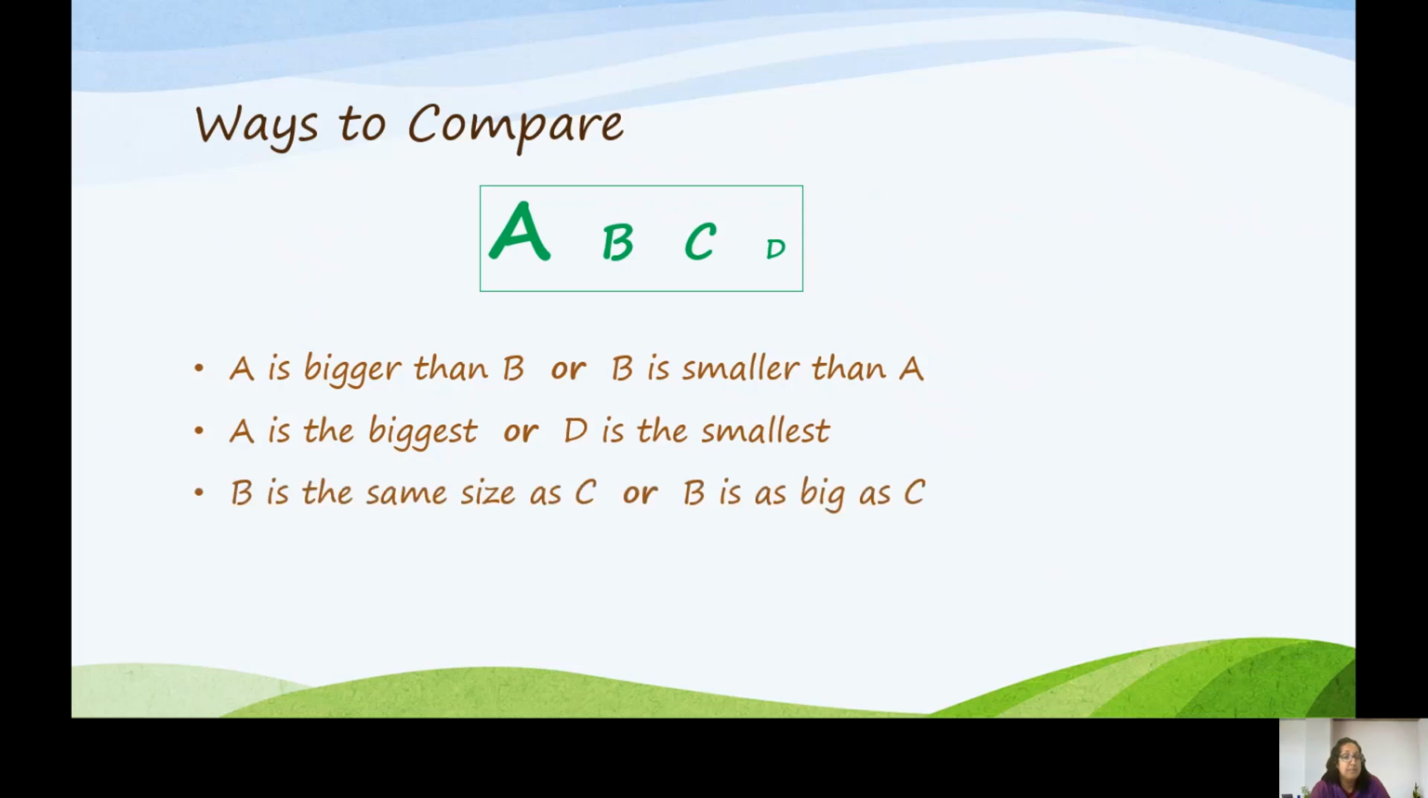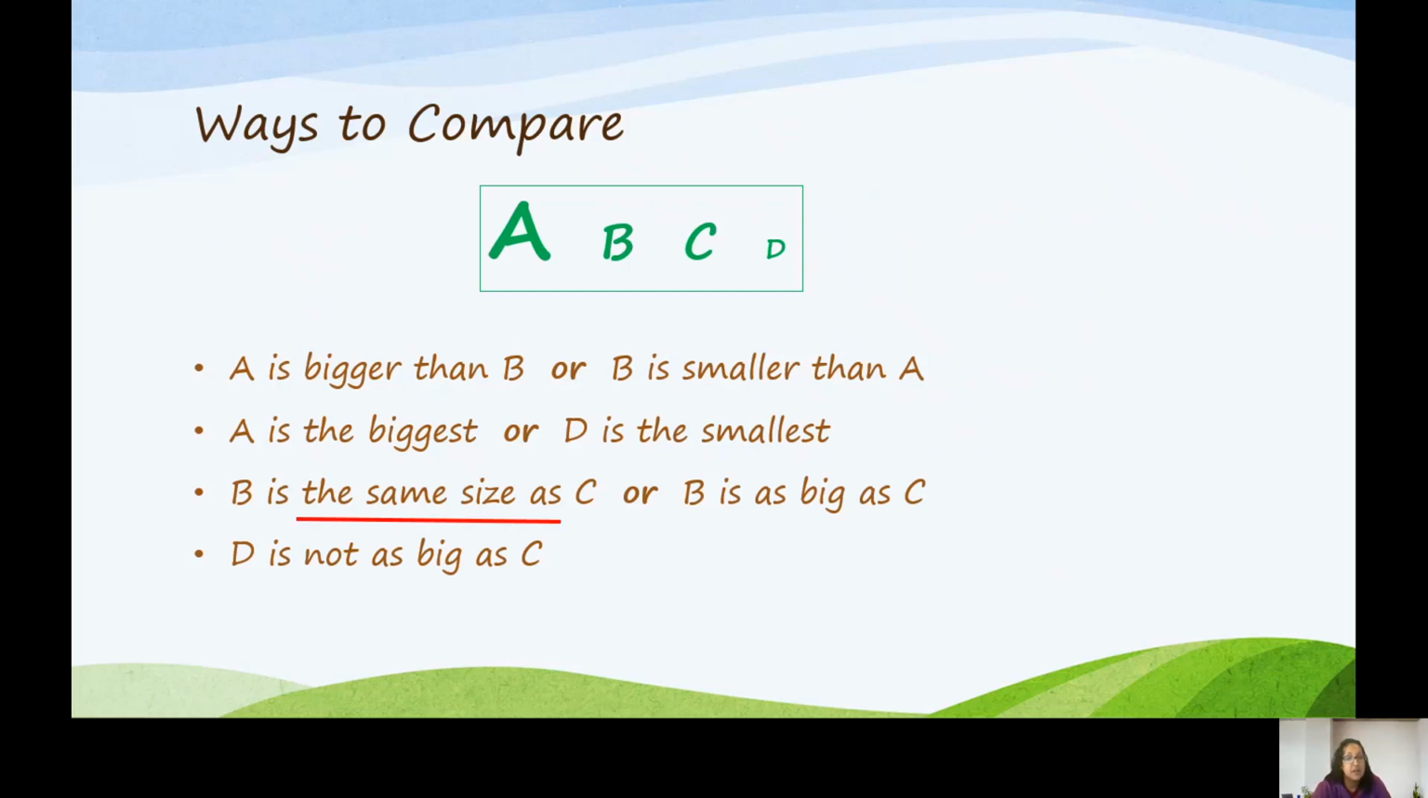We can say B is the same size as C, or B is as big as C. They both mean the same. D is not as big as C. That's the same as saying C is bigger than D, or D is smaller than C.